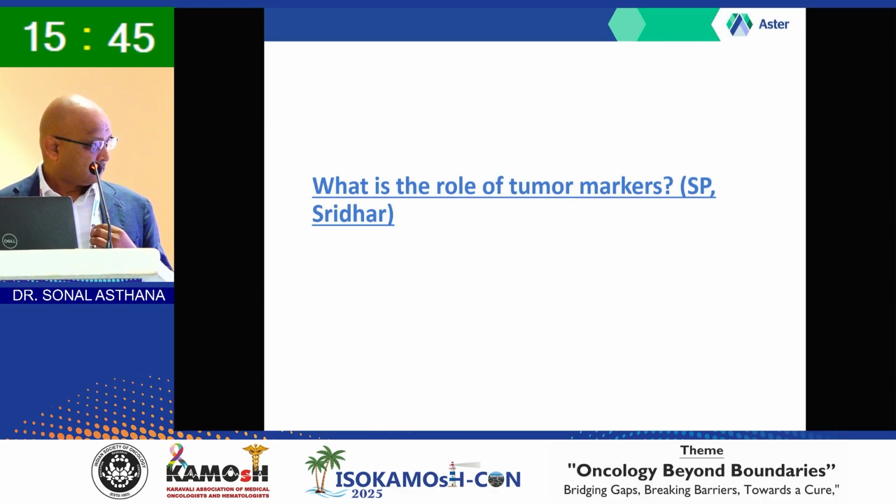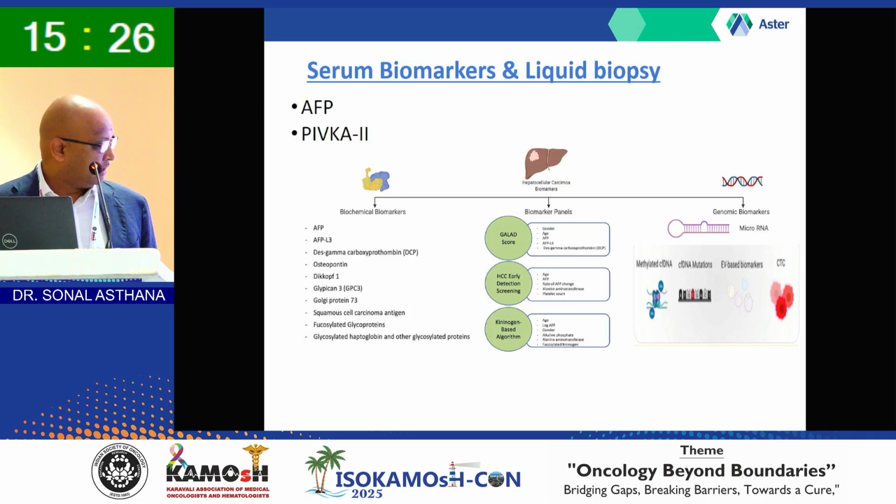Regarding PIVKA, we can have it raised even in non-malignant conditions. Same with cirrhosis. If cirrhosis is there, then AFP might also be raised. So they are not very specific markers, but they definitely help us know whether the tumor is secretory or non-secretory. That helps us in following it up. So, Dr. Sridhar, any comments?